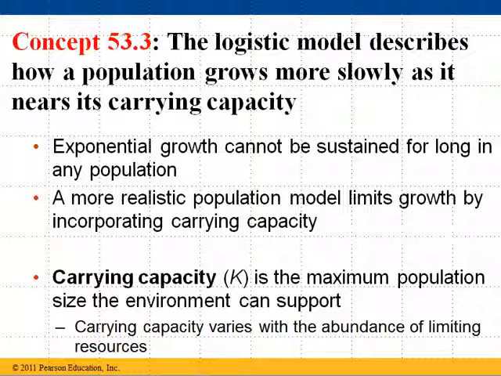We're going to use the letter K to represent carrying capacity, and that's the maximum population size that any particular environment can support. And the carrying capacity is determined by a number of factors that would include living and non-living, biotic and abiotic factors, predators, and weather conditions, and food supply, and space, and the like. Carrying capacity varies with the abundance of limiting resources.